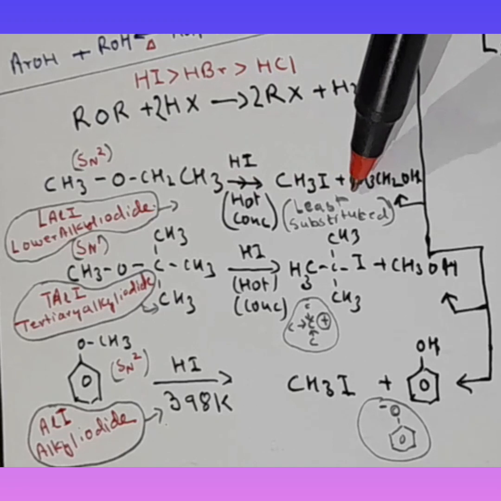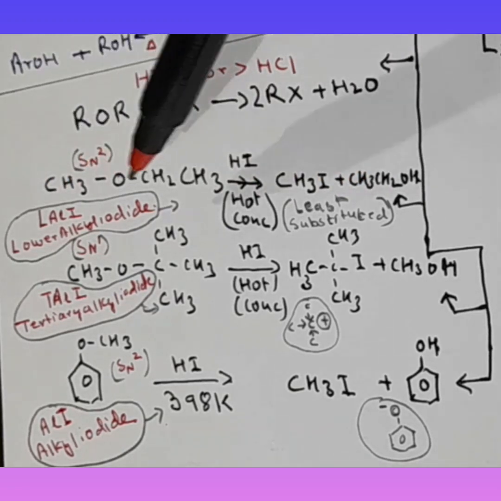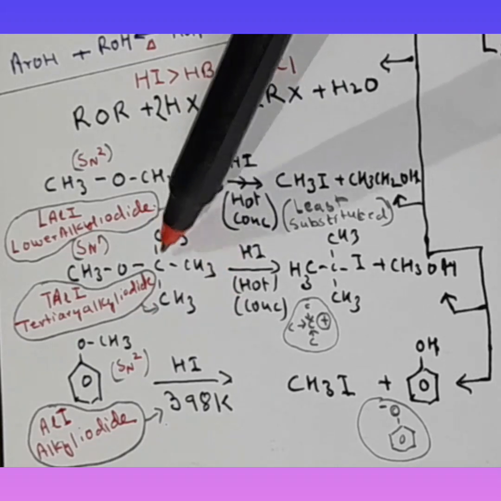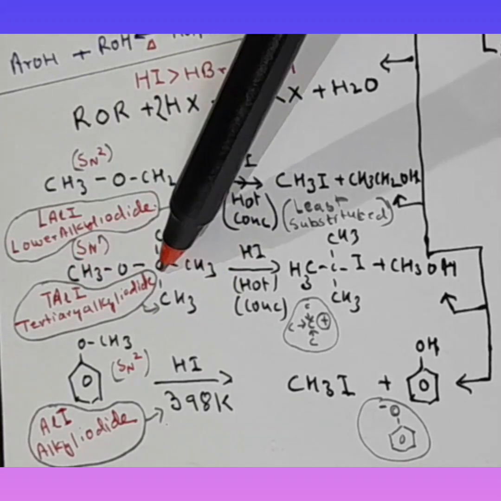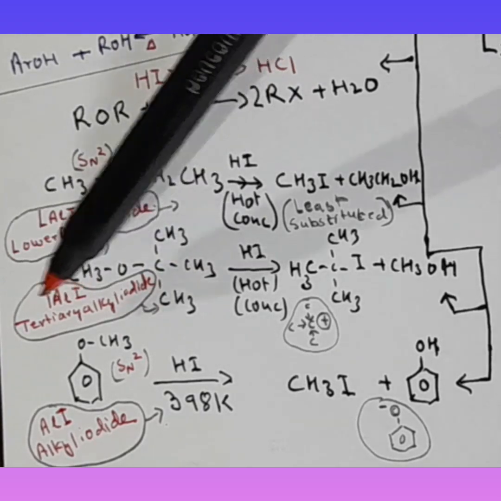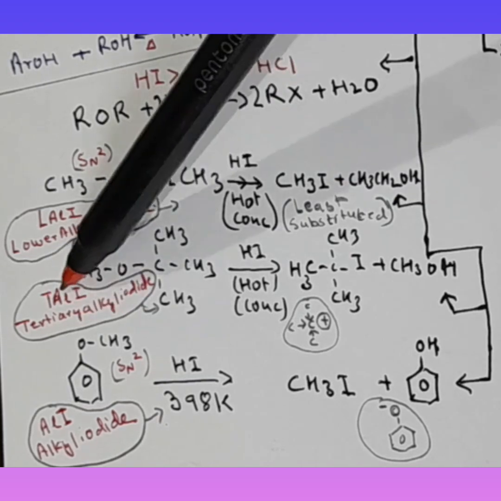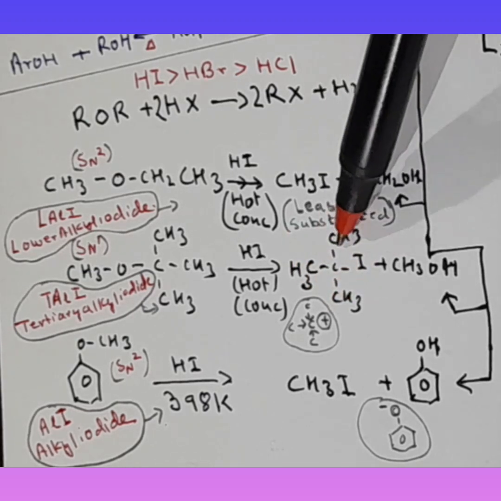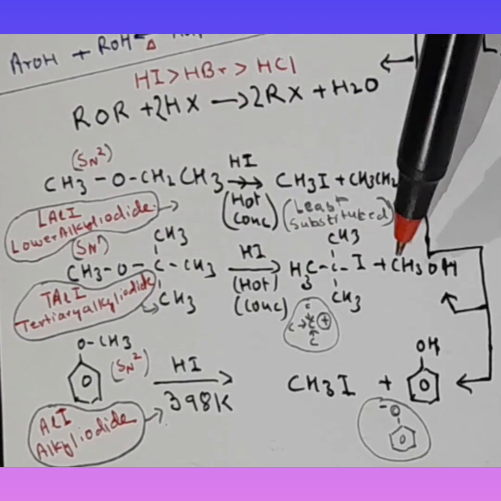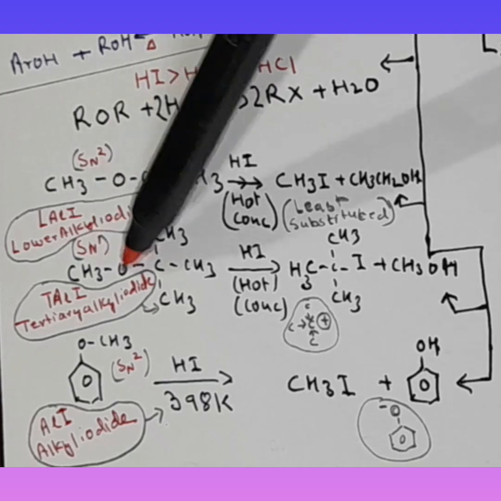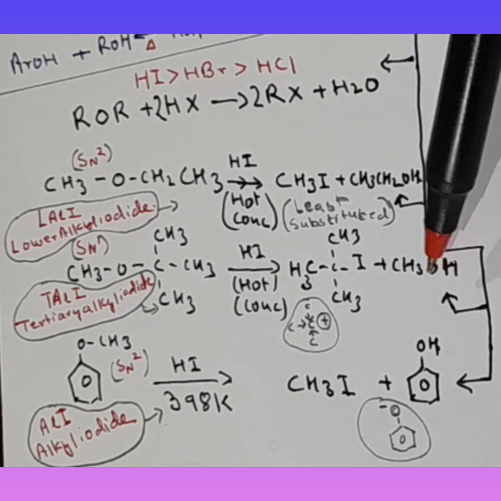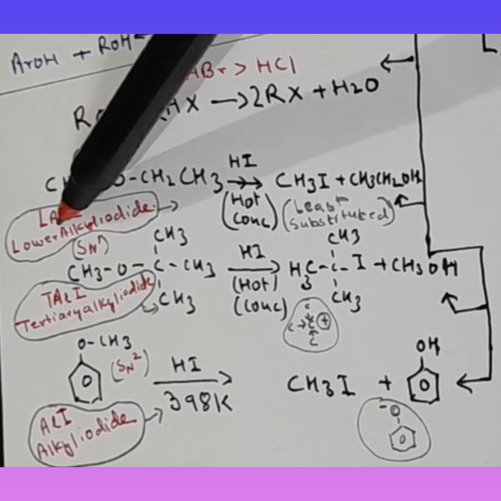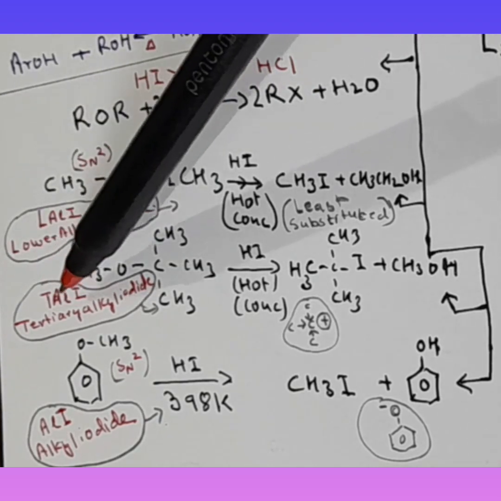Alright, so that's about when we have lower alkyl and higher alkyl ethers. Alright, now let us talk in terms of tertiary alkyl and primary alkyl ether. Alright, I call it as Tali. Why? Because T stands for tertiary alkyl iodide. So we find that iodine goes to tertiary alkyl group, whereas H part goes to CH3O, to methoxy group, that is linear alkyl group. Alright, so this was Lali, lower alkyl iodide. This is Tali, which is tertiary alkyl iodide.